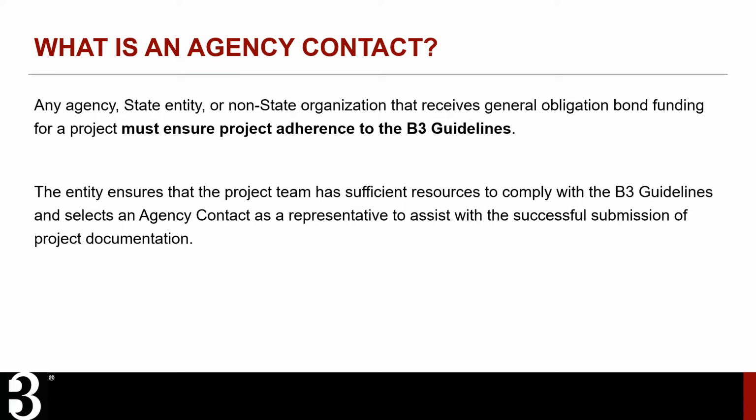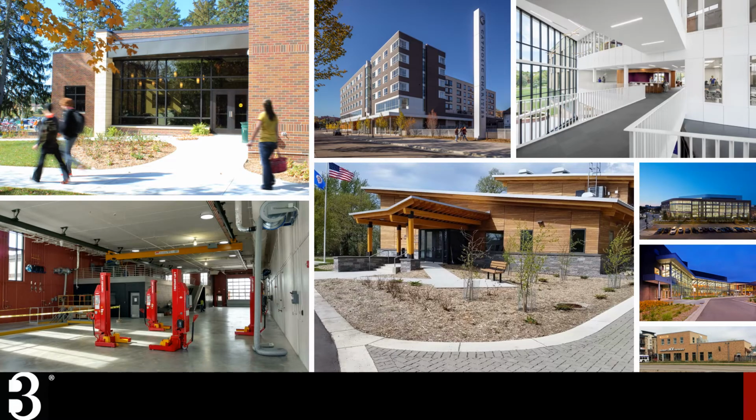The entity ensures that the project team has sufficient resources to comply with the B3 guidelines and selects an agency contact as a representative to assist with the successful submission of project documentation. This documentation is critical as it provides a record of project compliance with funding requirements and is used to analyze progress across the state and inform ongoing program development.